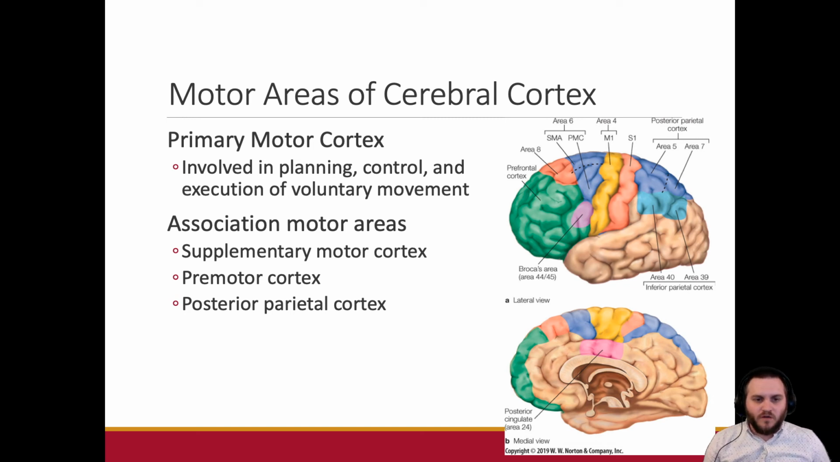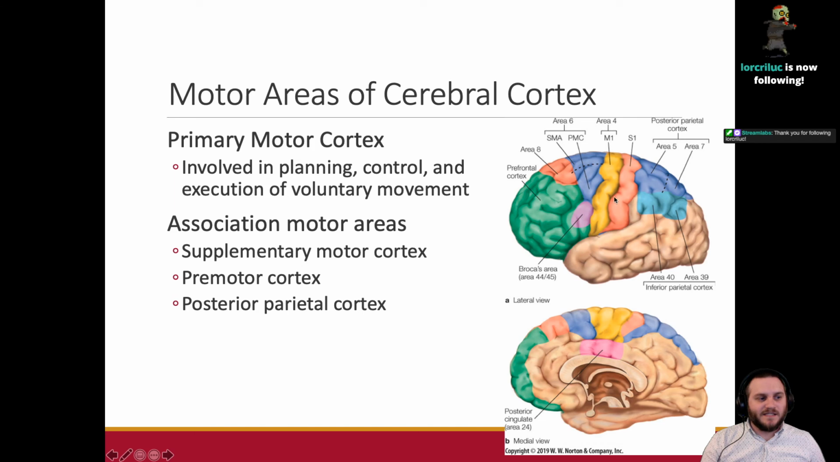PMC is short for primary motor cortex. It is not M1, because M1 is the primary motor cortex. Sorry, PMC is premotor cortex. What am I talking about? Oh my goodness. PMC is premotor cortex. So M1 is primary motor cortex, hence the name M1. But anyways, that is the precentral gyrus.